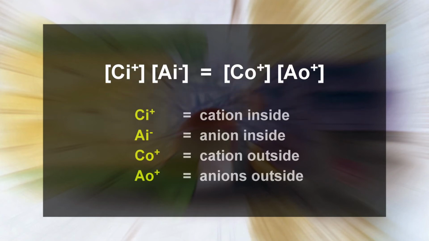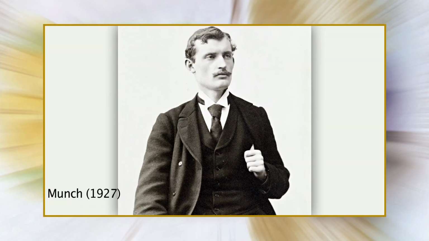Ci+ × Ai- = Co+ × Ao-, where Ci+ is the cation inside, Ai- is the anion inside, Co+ is the cation outside, and Ao- is the anion outside. Mass flow of ions. According to Münch, 1927, loss of water by leaves and the relatively high osmotic pressure of leaf cells may be compensated by absorption of water by roots, the cells of which have relatively lower osmotic pressure values than those of leaves. Water and materials in solution may therefore move in mass flow from the roots to the tops.